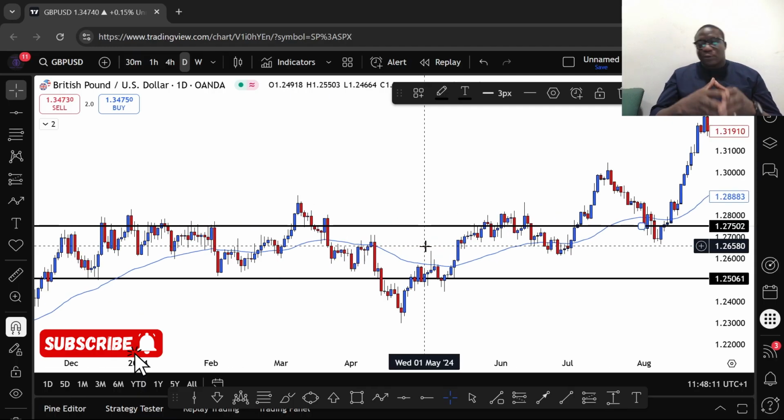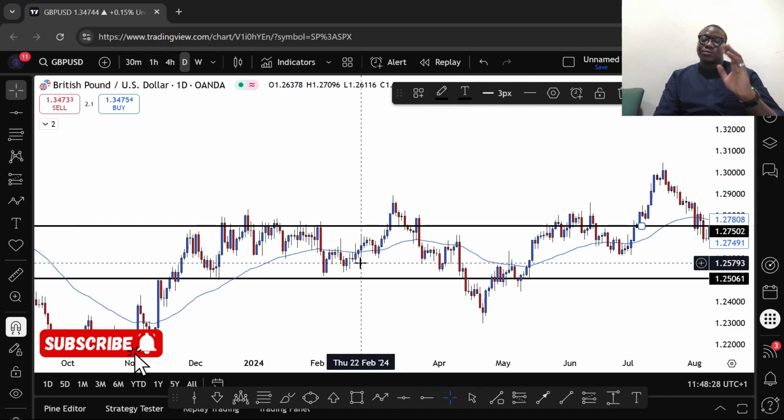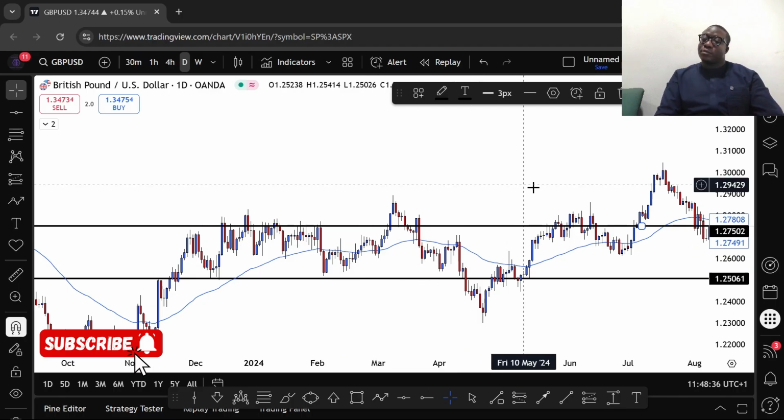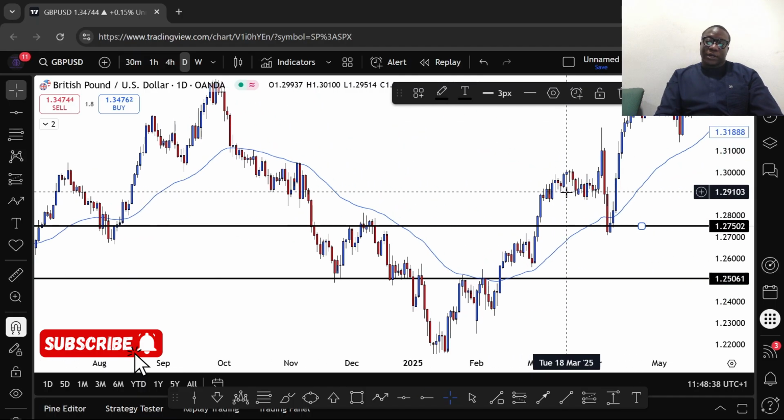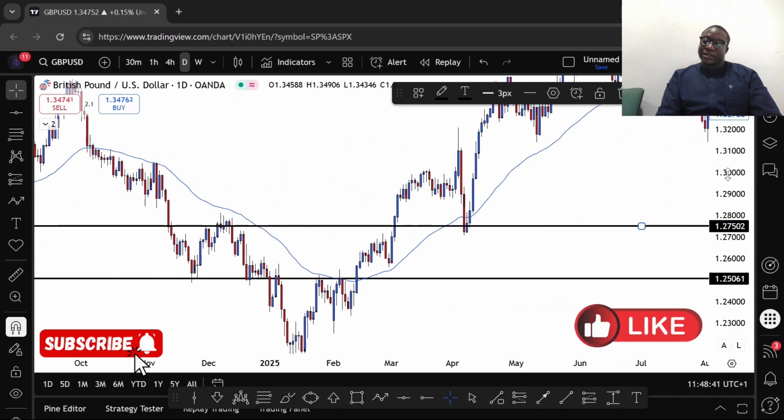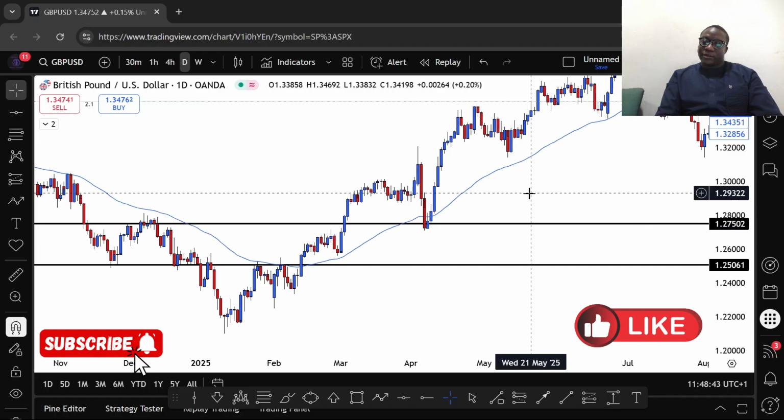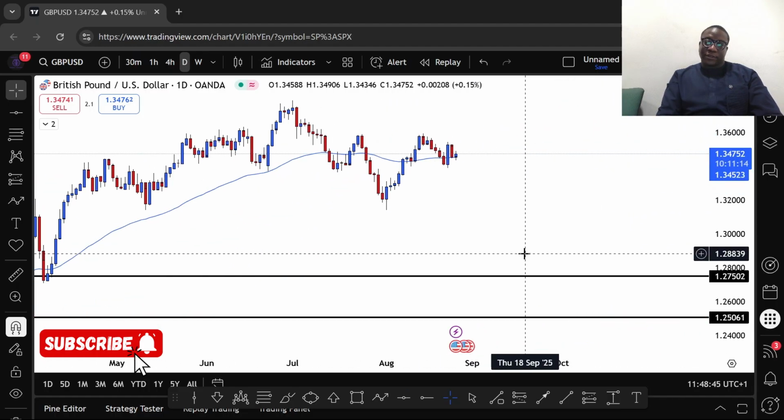If I'm emphasizing multiple touches, if you have a resistance that only has two touches on it, it is not considered a valid resistance. Hope you understand. Every resistance must have, let's just say, two, three or more touches. Every support must have three or more touches. And if you go back, you see that very valid resistance and support which we have here.